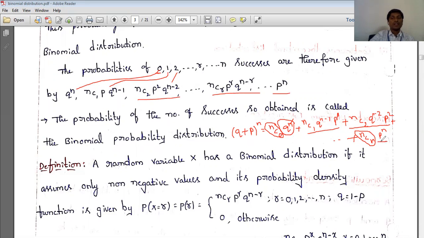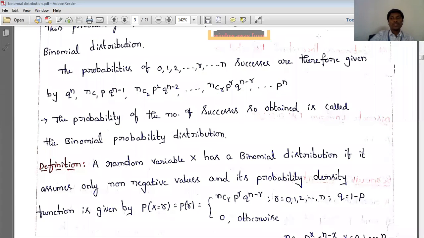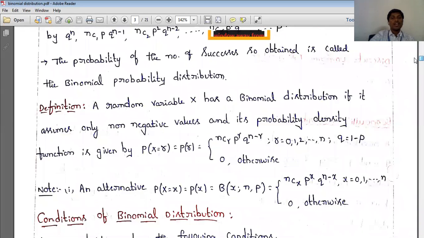So, in other words, we can say that this q^n represents all failures and p^n represents all successes. Okay, and next, see the definition of this one. Definitions are also very important. So, define binomial distribution.